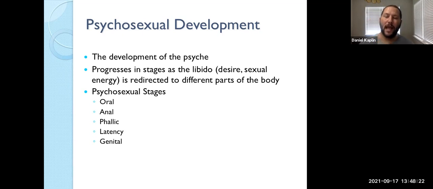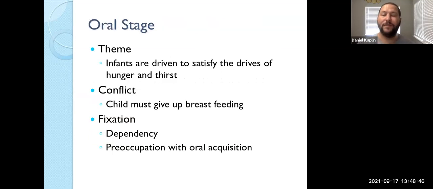Now we're coming to element number 3 of his theory, which is the psychosexual stages of development. This too is criticized. Freud believed that pleasure moves from one erogenous zone to another. And the 5 psychosexual stages are oral, anal, phallic, latency, and genital. During each of these stages, there's a major developmental process happening.